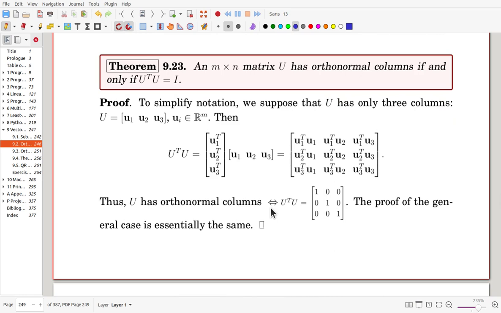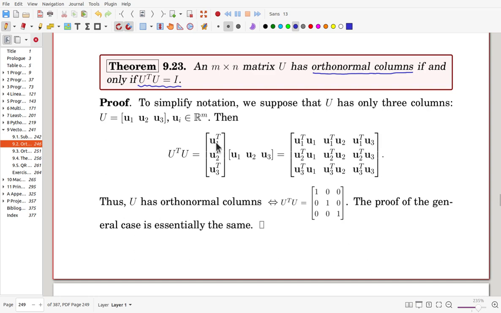An m by n matrix U has orthonormal columns, okay, each column is normal, length 1, and they are orthogonal to each other, if and only if U transpose U is identity. Let's try to prove it. For simplicity, we start with the case where U has only 3 columns. U is U1, U2, U3, and each one is in Rm. Then U transpose U is explicitly written in this way.